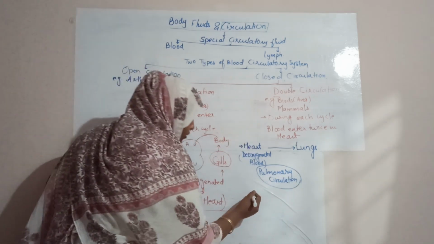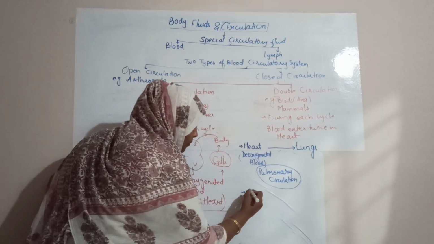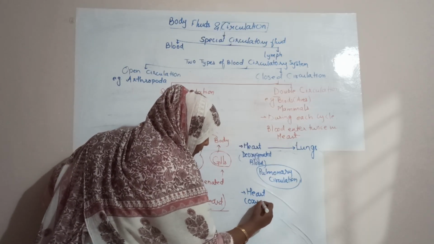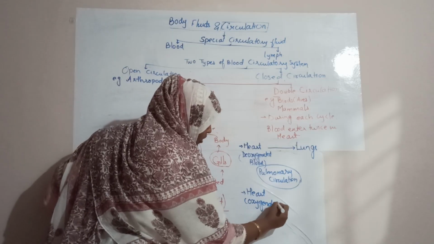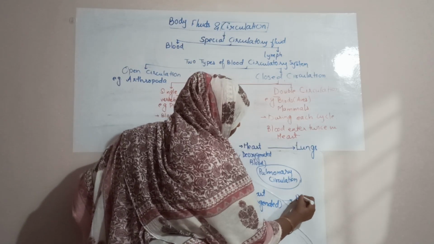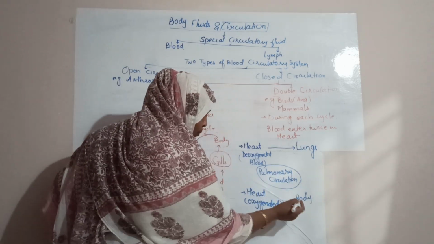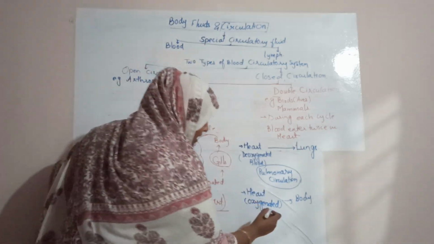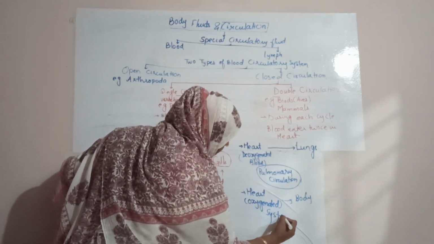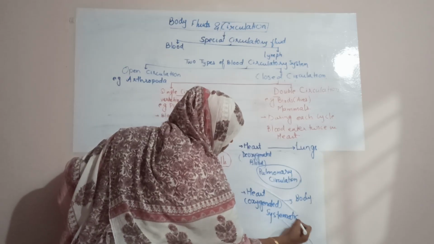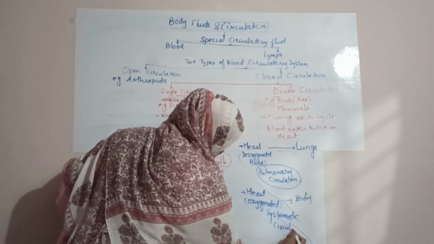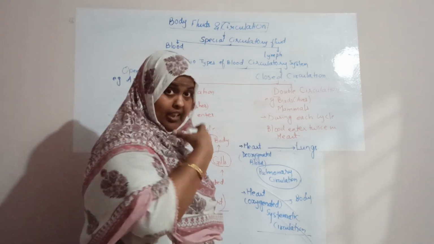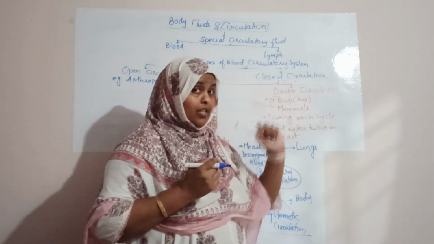So in double circulation, the second event happens when the heart gives the oxygenated blood. Which type of blood? Oxygenated blood to the body. Then the body in return gives which type of blood? Deoxygenated blood. So this type of circulation is known as the systemic circulation. Which type of circulation? Systemic circulation.